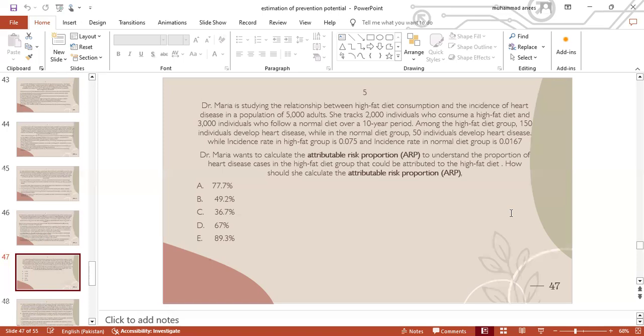A, 77.7%. B, 49.2%. C, 36.7%. D, 67%. E, 89.3%.